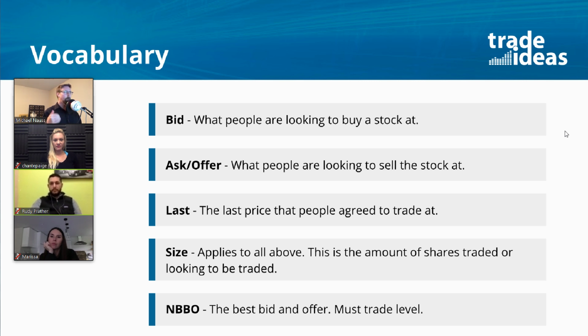So quick vocabulary is just looking at a bid. A bid is essentially, I'm always going to bring this back to the real world because it's just how my brain thinks, and hopefully these analogies will help you out a bit.